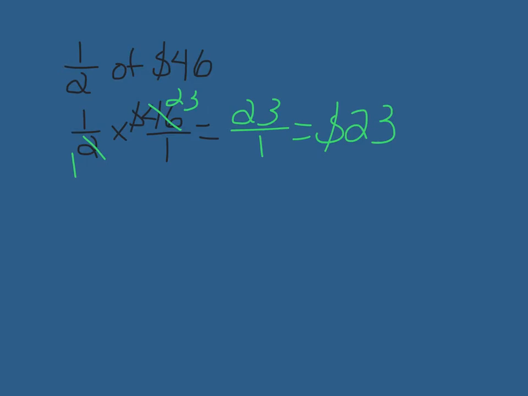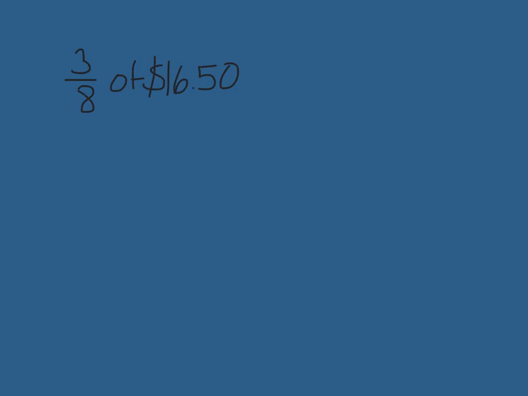Okay, I want you to try this one. 3/8 of 1650. Go ahead and work that out on your own and then come back and check against my work. So our first thing is to rewrite it. So it would be 3/8 times 1650 over 1. And then I can see if I can cross cancel anything, but I can't. So now I just need to multiply.